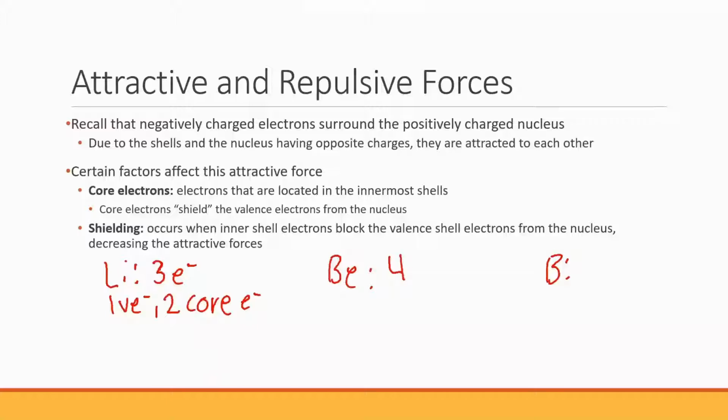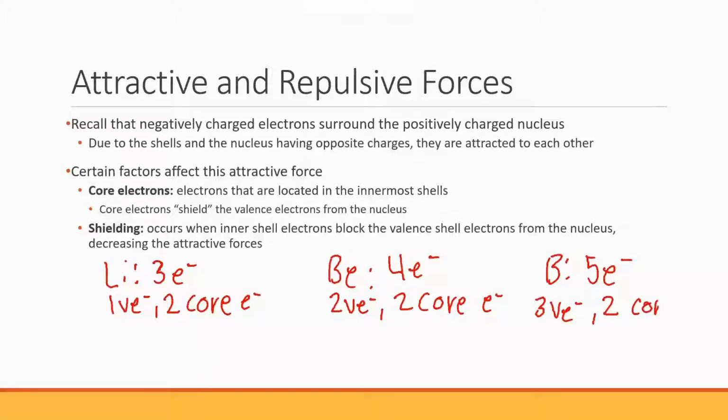For beryllium, it's going to be very similar. It has 4 electrons. Because it's in group 2A, it'll have 2 valence electrons. And since you have 4 total electrons and 2 of them are valence electrons, the other 2 must be core. And then lastly, for boron, it has 5 electrons. It's in group 3A, so it has 3 valence electrons, and the other 2 must be core electrons.